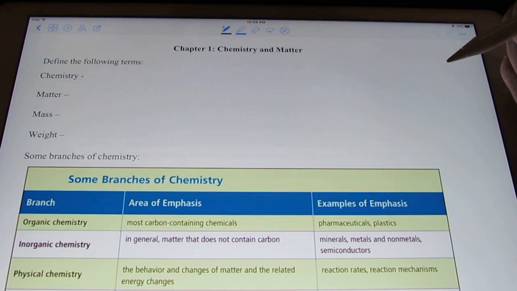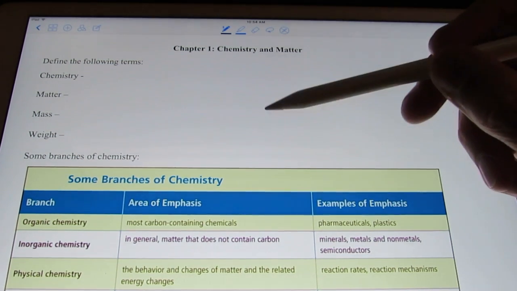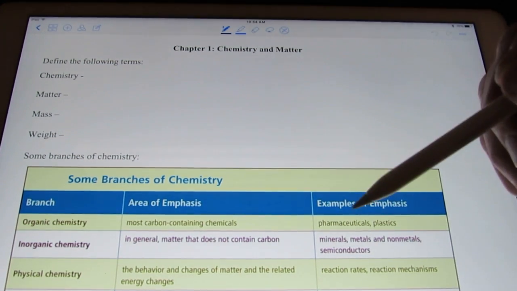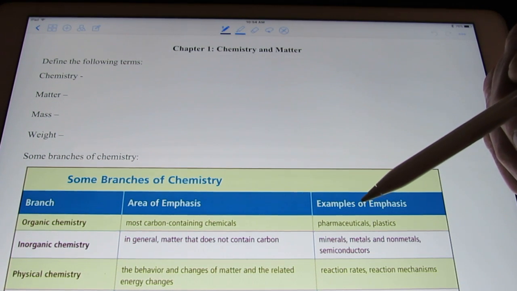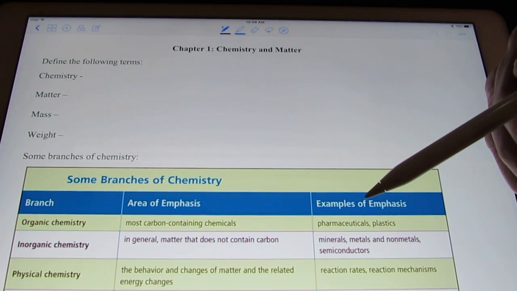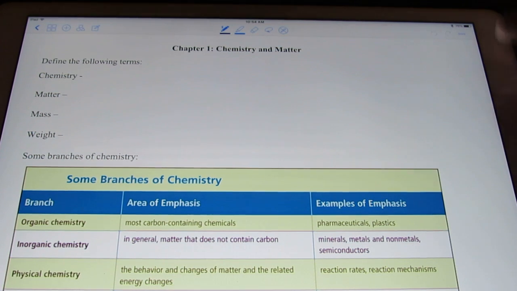The whole idea of a flipped classroom is for you to be able to watch the lecture at home, take good notes, and then come to class prepared to begin your assignments and experiments that we'll do during the school day. So we'll begin by defining what chemistry is.